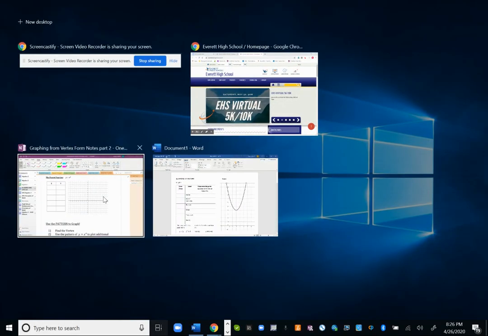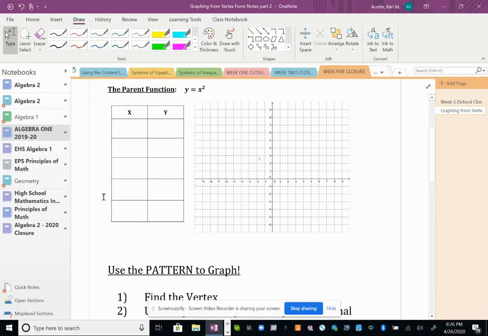Hi guys, it's Miss Austin, and I'm going to walk you through graphing a quadratic from vertex form. It's always a good idea when we first start graphing a new function to understand where the points come from, and a good way to get those points is to create a t-table. When you're creating a t-table for a function, it's always a good idea to get some negative x values and some positive x values so you don't make any false assumptions.